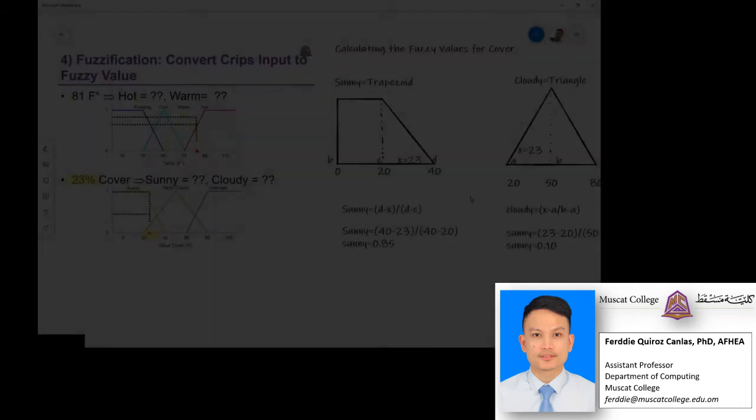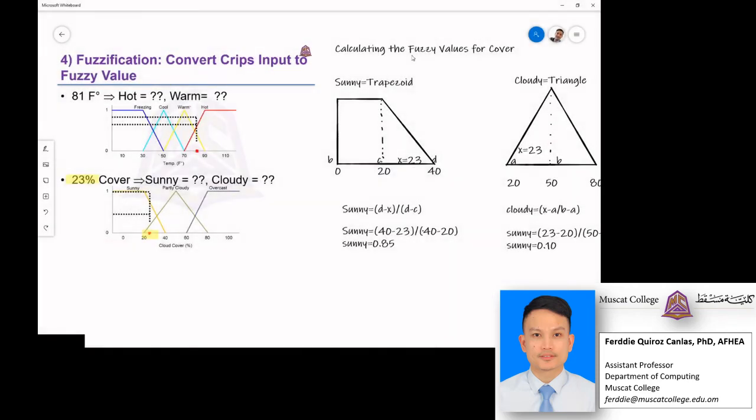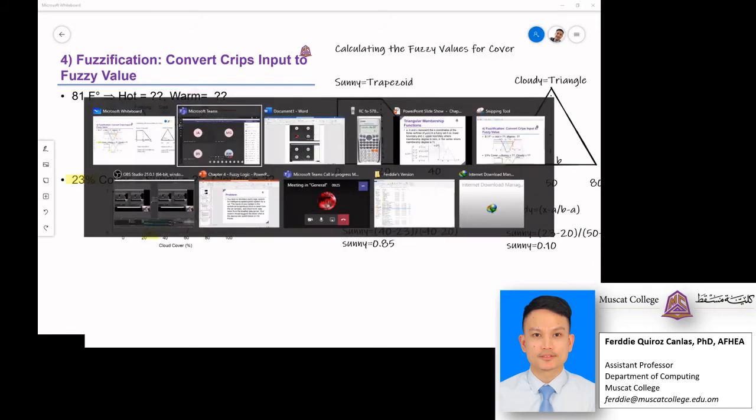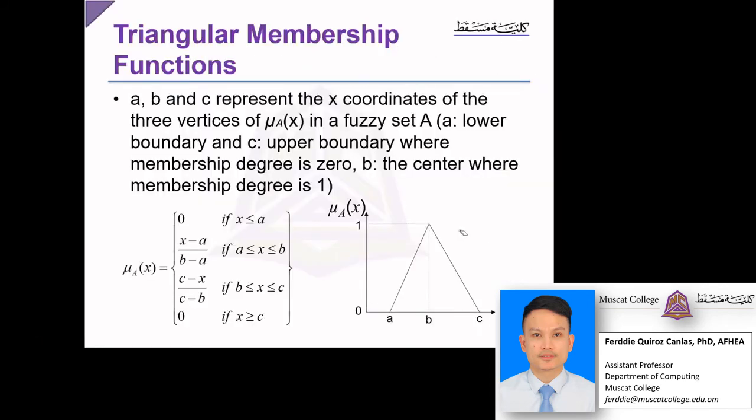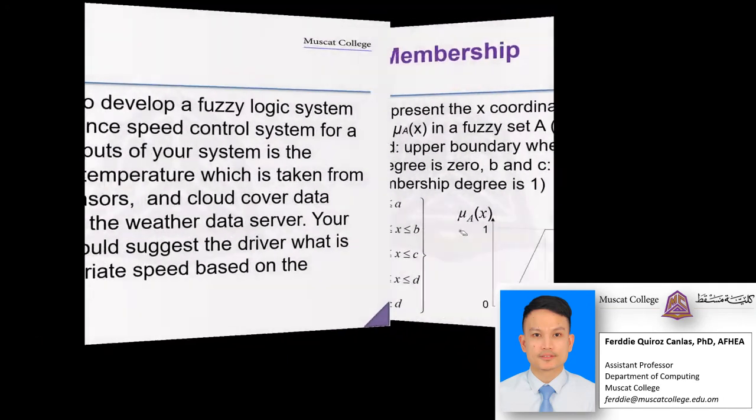So we're done with the calculation. We were able to convert the crisp inputs into the fuzzy values. Okay, so let's now proceed to the next step of the fuzzy logic process or algorithm.